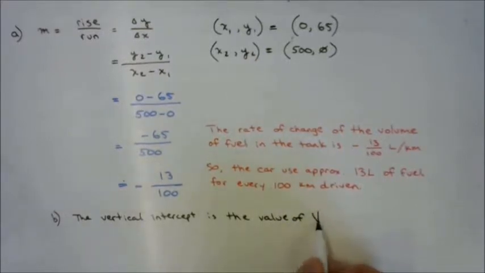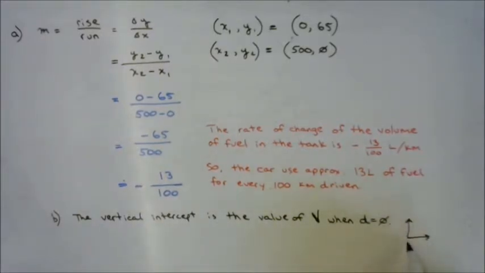Remember, because we're talking about volume in a gas tank. So it's the value of V when D equals 0, when distance is 0. So it's the value of the vertical when the horizontal is 0. So in our case, it's up here at 65. So V equals 65. And then look at this point. Therefore, B equals 65. Why is that true?